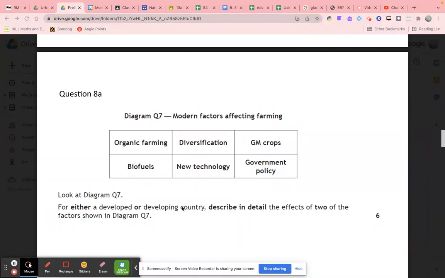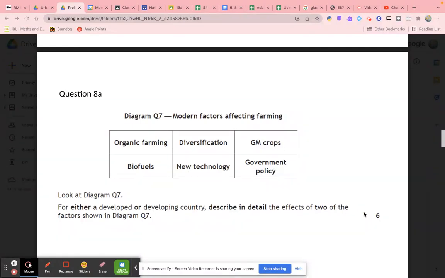Another key component of this question is that you are asked to describe in detail the effects of two of the factors shown in this diagram. Now, the diagram can appear in a variety of forms, but it will likely contain some or most of these 6 features of changes in farming.